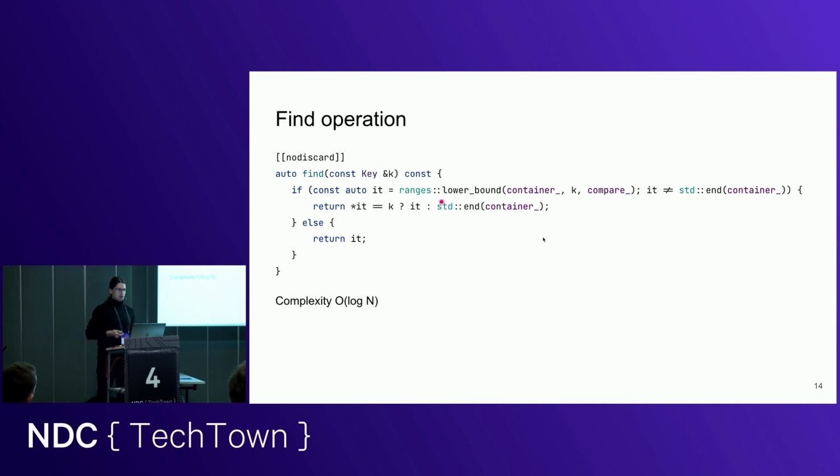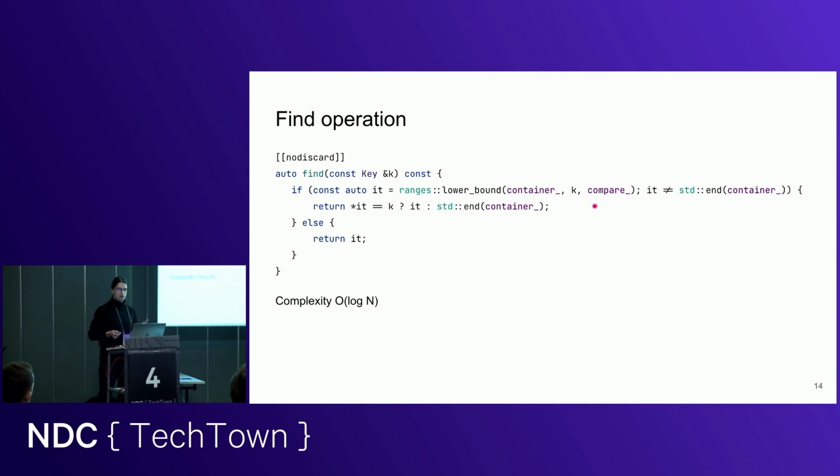So on this slide, in the code, I'm using lower bound, the lower bound from ranges. It can be the lower bound from the standard library with containers. I guess I used ranges from my implementation, not super important. Lower bound takes a container, takes a key to search and a comparator, and it returns the first element that is either equal to or greater than the key.